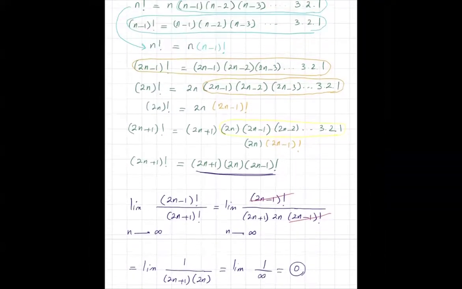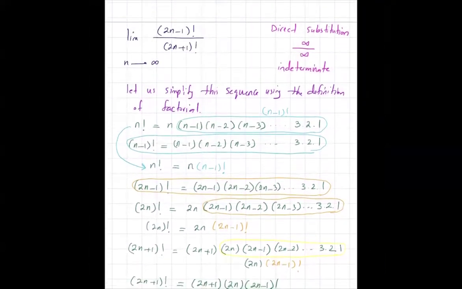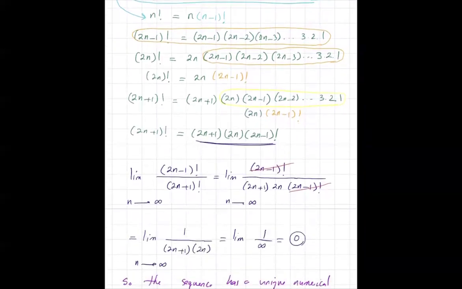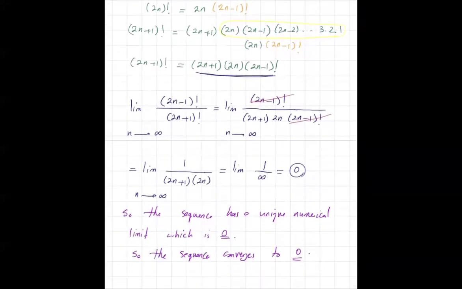As long as you have an indeterminate form, like infinity over infinity or 0 over 0, you can use L'Hopital's rule. But for this one, applying L'Hopital's rule is going to be very long and difficult, because you have to write this in multiplication format. So the best way is to simplify this using the factorial definition. After simplification, you get 1 divided by (2n plus 1) times 2n. And when you take the limit as n goes to infinity, it's just 1 over infinity, which is basically 0. So the sequence has a unique numerical limit, which is 0. So the sequence converges to 0.